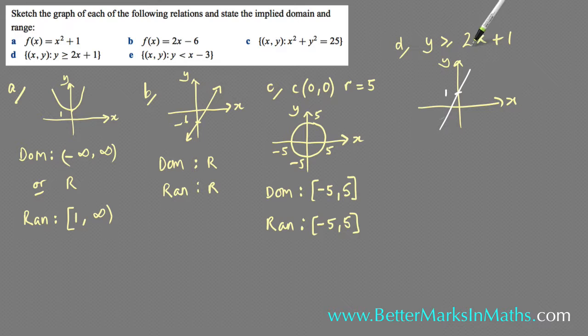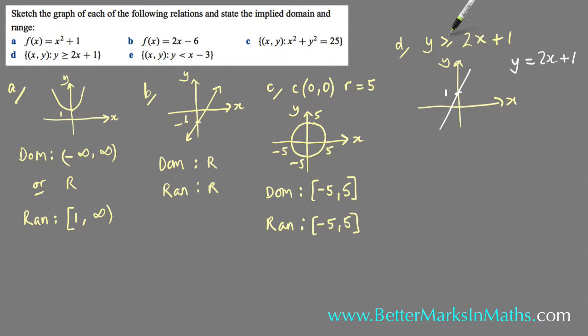So when you have to sketch an inequality like this, the best thing to do, first of all, is sketch y equal to 2x plus 1, which I've done here. Y equals 2x plus 1 is a linear function, gradient of 2, y-intercept of 1, so that's a positive gradient, and passing through y equals 1.